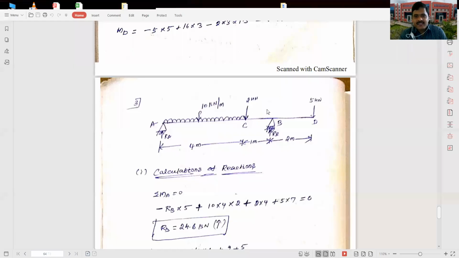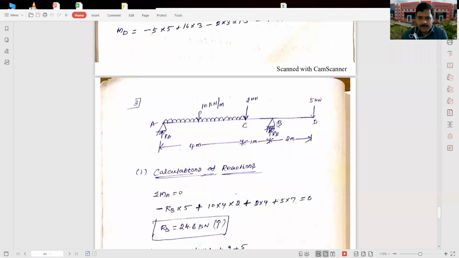Hi, we are discussing Strength of Materials 1, Unit 2, shear force and bending moment diagram. In that, now we are discussing how to draw the shear force diagram and bending moment diagram for an overhanging beam. Okay, so now we can see this problem.